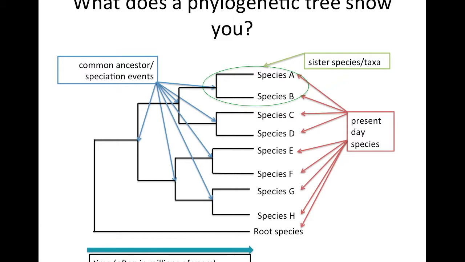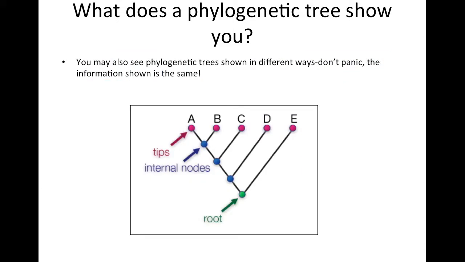So we often call the species at the ends of the tree external nodes, and the ones highlighted in blue are internal nodes. And at the bottom you can see that time is going towards the right, which is often in millions of years. You may see phylogenetic trees that are drawn in different ways. Don't panic, the information is exactly the same. You can see where they've put the tips, the internal nodes, and the root. It's telling you exactly the same thing, just drawn in a slightly different way.